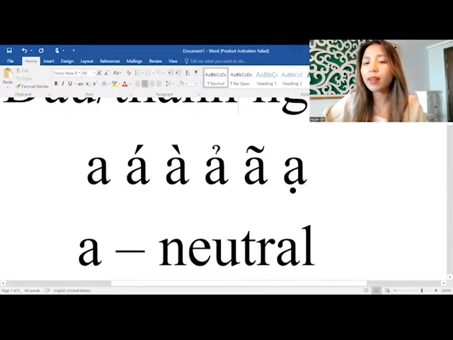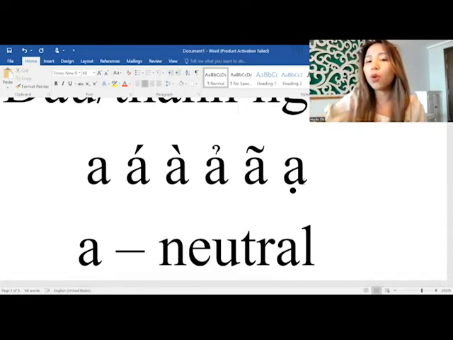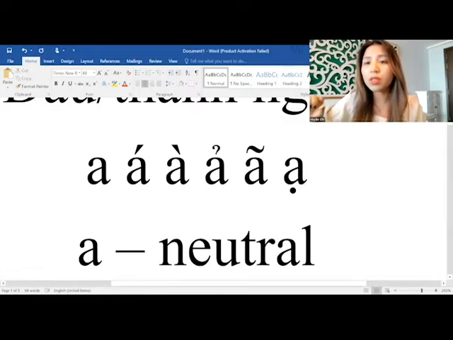The sixth one, that is a dot underneath the vowel. So it's very unique. It's different to all the above tones. This one we pronounce very down and very short. If in the down tone, we pronounce it down and long, then this one, we pronounce it down but very short.